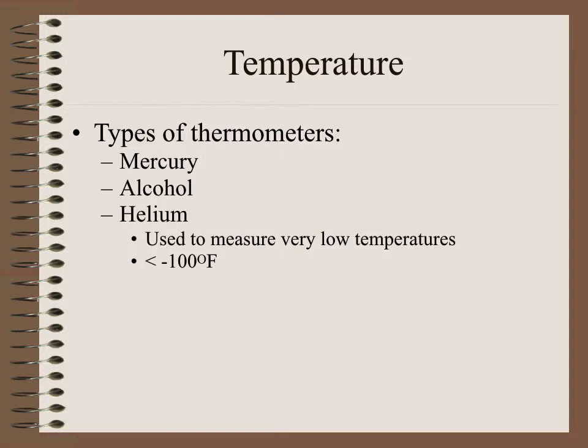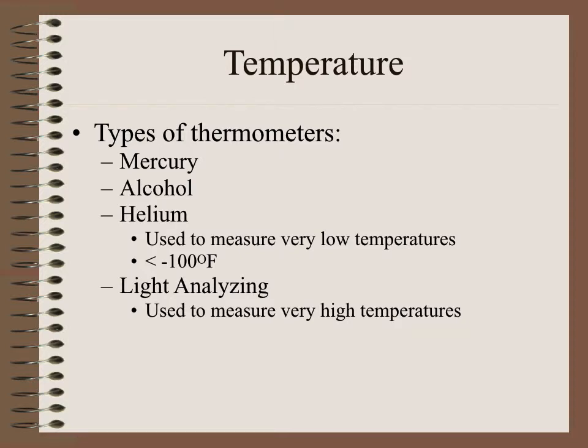On the opposite end of the spectrum, you can have very hot things. Now, when things get hot, they glow. So we have what we call a light analyzing thermometer, which is used to measure very high temperatures because when things get hot, they do glow. By analyzing the kind of light that we get out, we can see what the temperature is. So this is useful for things over 1,000 degrees Fahrenheit. You will need to know these types of thermometers as part of your vocabulary.